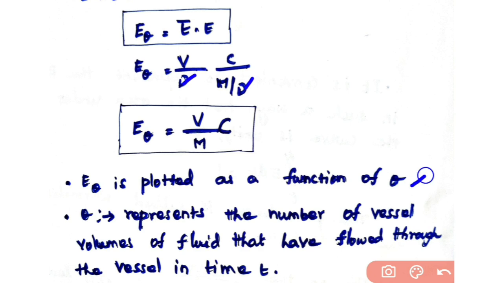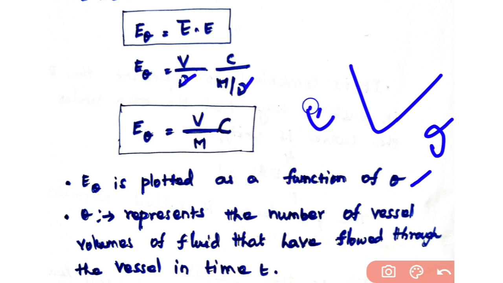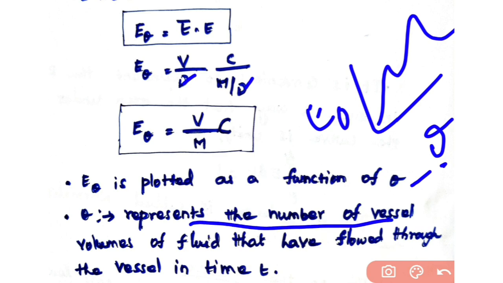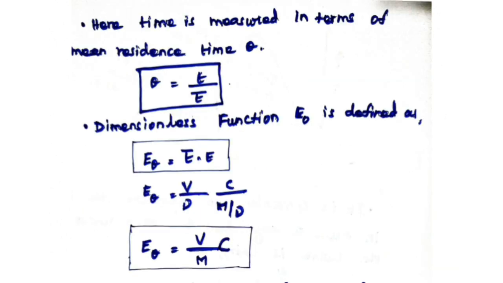So E theta is plotted as a function of theta. Theta versus E theta, you will get a curve like this. Here theta represents the number of vessel volumes of fluid that have flowed through the vessel in time t. This is all about the pulse input experiment.